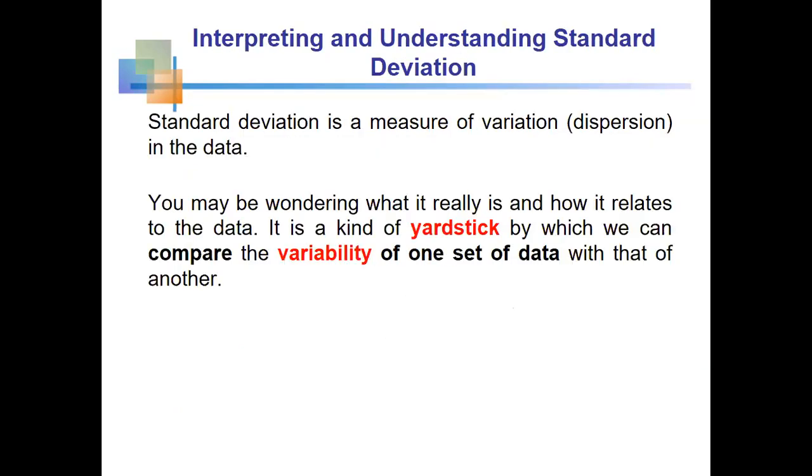So standard deviation is a measure of variation in the data. You may be wondering what it really is and how it relates to the data. It is a kind of yardstick by which we can compare the variability of one dataset with another. Just to add in, standard deviation is also used to look at the reliability of the data. After you gather your data and want to analyze it, standard deviation can show you the reliability of the data.